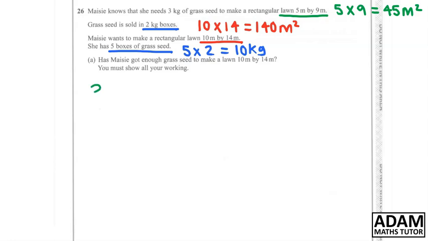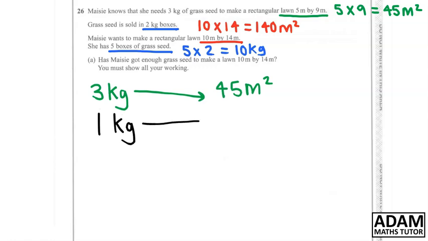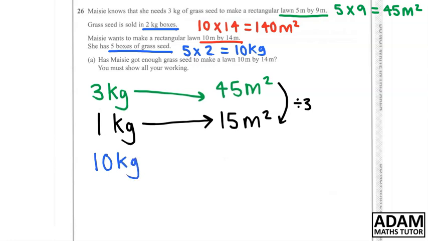So using the information that was given, I know that 3 kilograms covers 45 meters squared. If 3 kilograms covers 45 meters squared, I can work out what 1 kilogram would cover. And I can do that by dividing this by 3. So that would be 15 meters squared. I was told that I had 10 kilograms of grass seed, and I can see that 10 kilograms would be 10 lots of this amount.